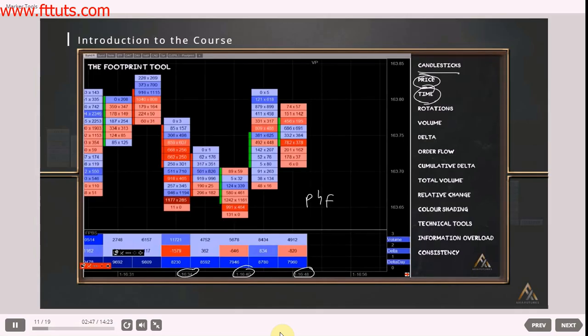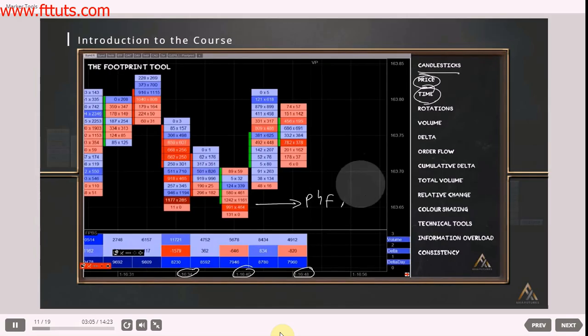So each rotation in this example is simply based on a point and figure. What this means is that every time the market moves a certain number of prices in one or the other direction, say 7 prices up or down, it creates a new rotation.